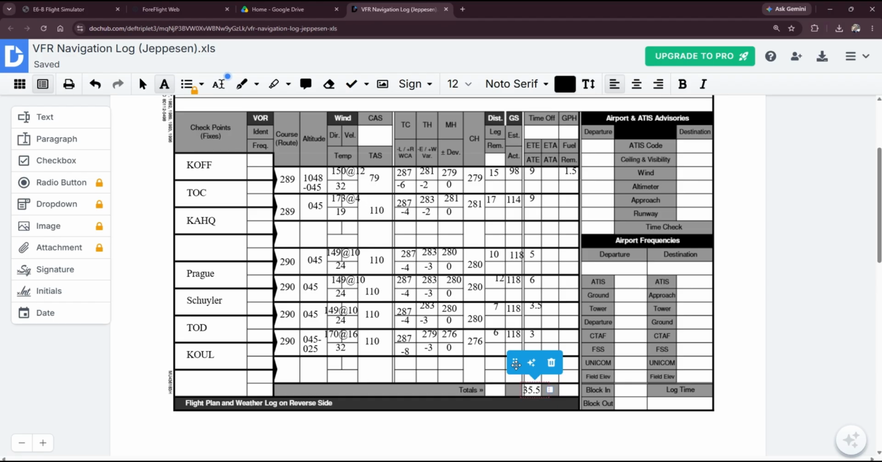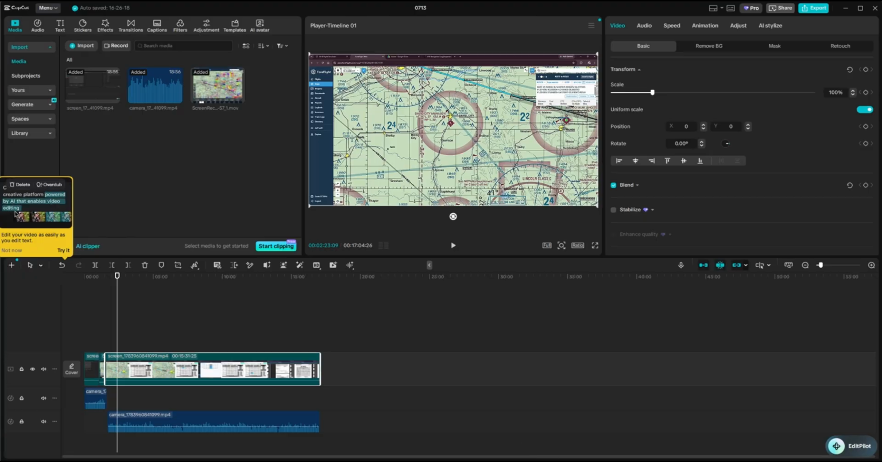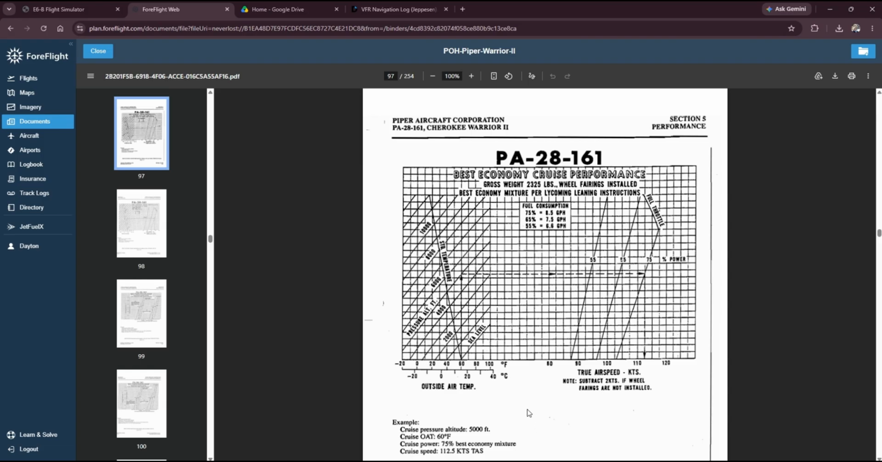There you go. So all we need to figure out now to end this nav log is our gallons per hour. So we'll go back over to the fuel chart in the manual. We're back over here at our best economy cruise performance chart, and actually they're very nice to give us our fuel consumption in the middle.